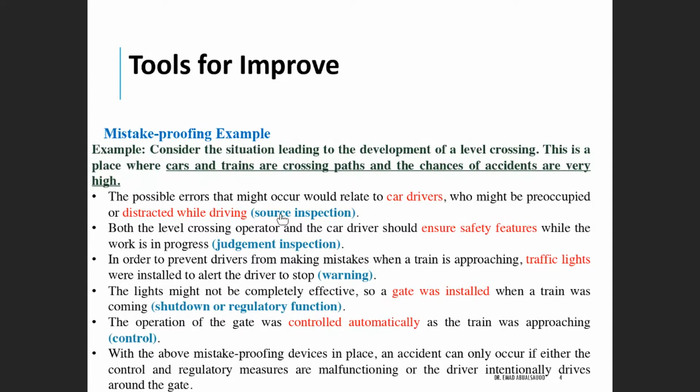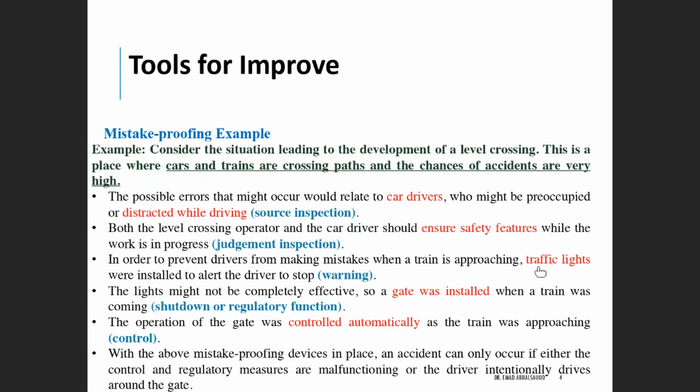One of the applications of the warning approach of mistake proofing here is the traffic lights. Obviously, the traffic lights will give a warning to the driver that if it's red, he cannot cross that intersection point.